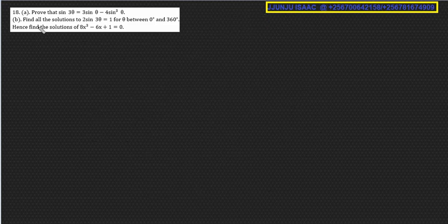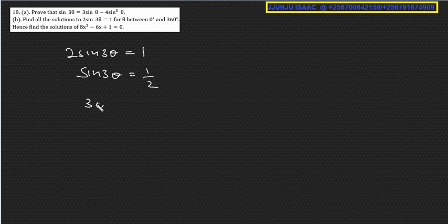Now part B, we have to find all solutions of 2 sine 3 theta equal to 1. So when we say 2 sine 3 theta equal to 1 between 0 and 360, I'll just have to make sine 3 theta equal to a half, then 3 theta will be equal to the sine inverse of a half, and 3 theta, that is going to give us 30 degrees as the first angle.